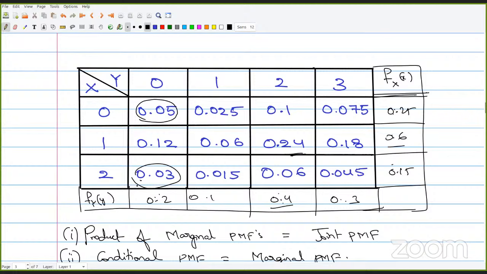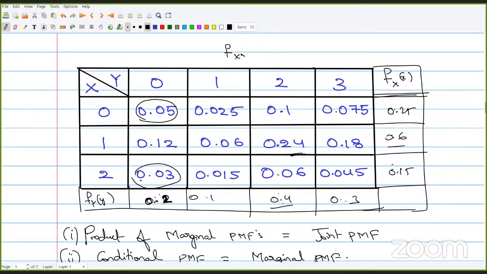This is how you check whether two random variables are independent or not if a joint PMF is given to you. I didn't get this 0.05 and 0.03. There is, see, here you will get 0.2 if you add these three values. You got 0.2 here, and here you got 0.25. That is for x equals 0, right?